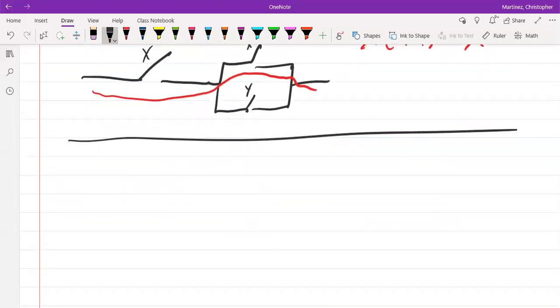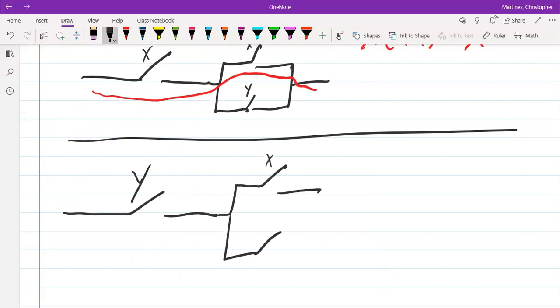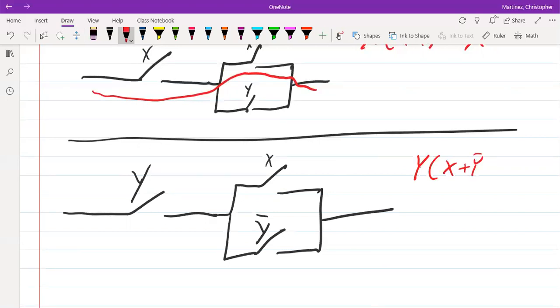Okay, the next one is, let's say we have a y, and then that's followed with an x and a y bar. So we have y and then with x or y bar. What reduction are we going to see? Well, if this is closed, this one will be open. That's the only way we can start flowing this way. But if that bottom half is open, I depend on the top half. So I could take out that entire y bar. It would just be xy.